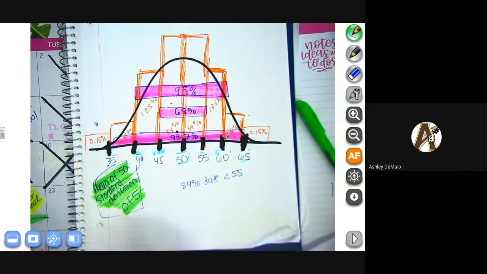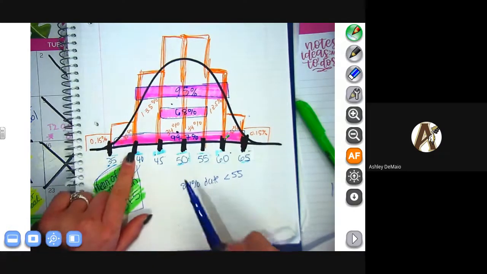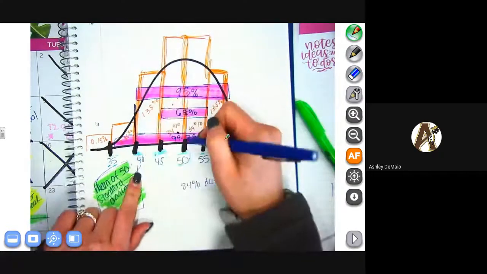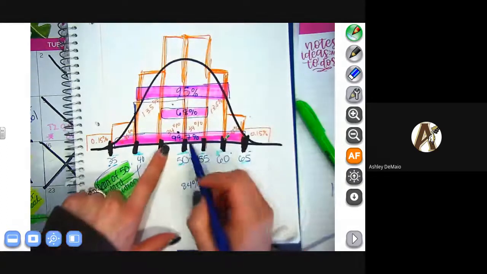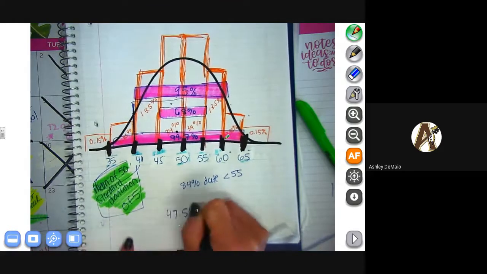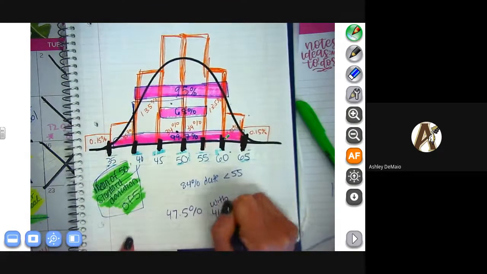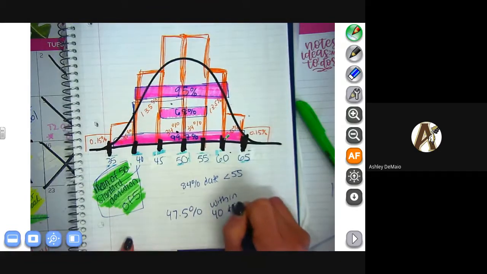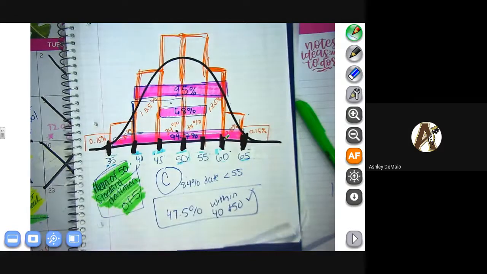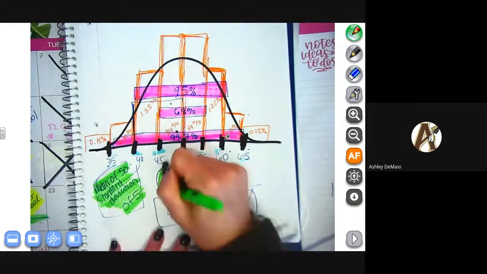If you look at C, about 47.5% of the data lies between 40 and 50. So if we look at 40 and 50, how much lies between there? So we would add 34 and 13.5, which equals 47.5. So 47.5% within 40 and 50 is true. So we can choose C as our option. 47.5% of the data lies within 40 and 50.